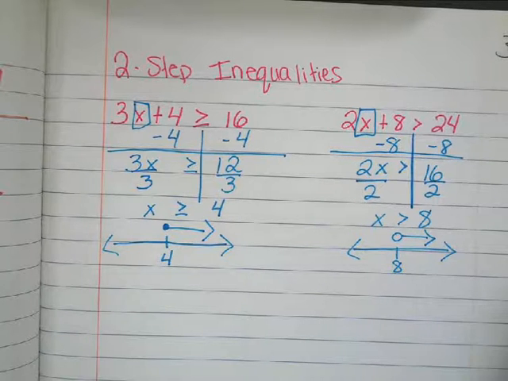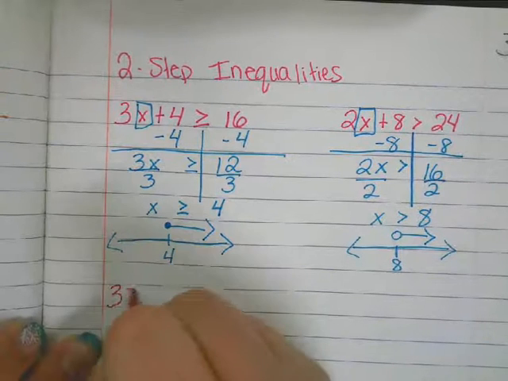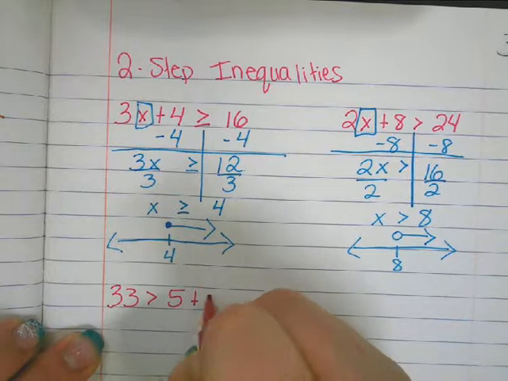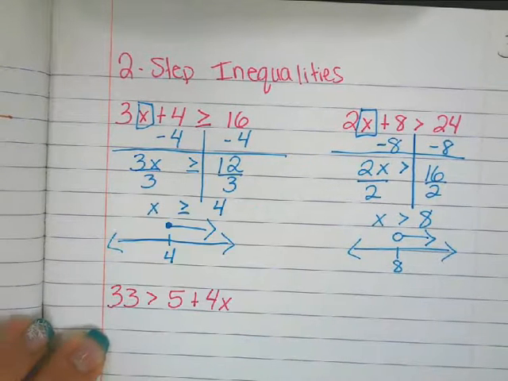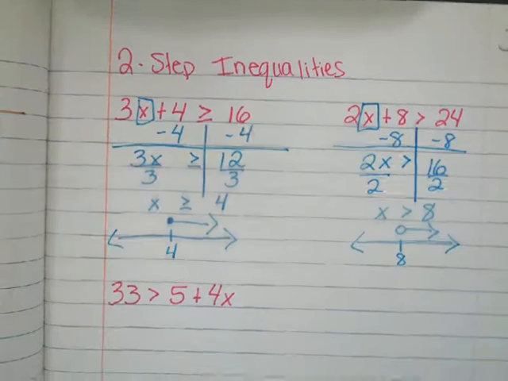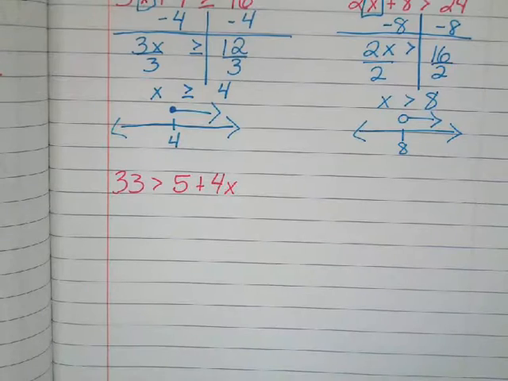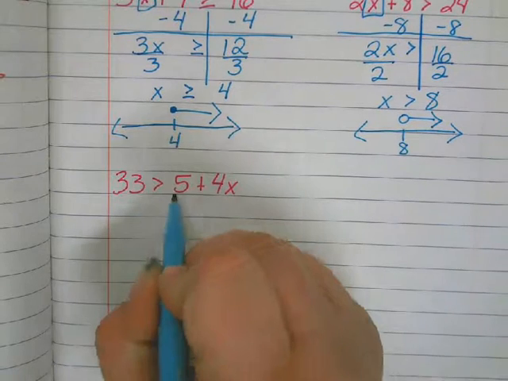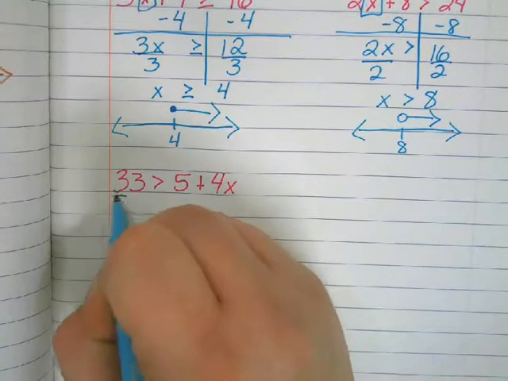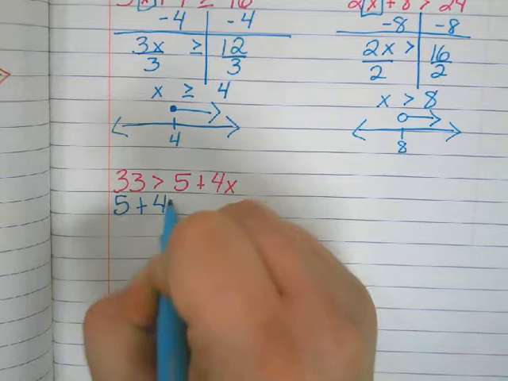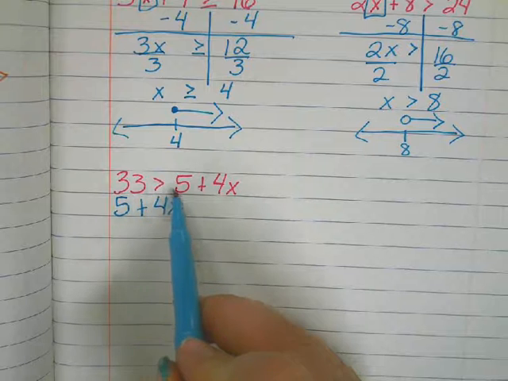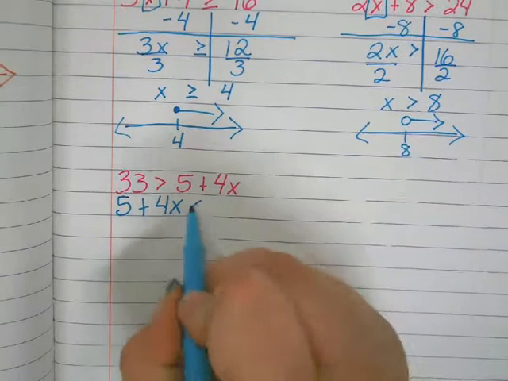Let's look at 33 is greater than 5 plus 4x. So is my letter on the left side? No, so I need to rewrite it. But when I rewrite it, everything else is staying in the same order. So since 5 comes first on this side, I'm going to rewrite it as 5 plus 4x. Notice my symbol, the small part, is pointing towards the 5. So that means I need to flip my symbol and then write my 33.